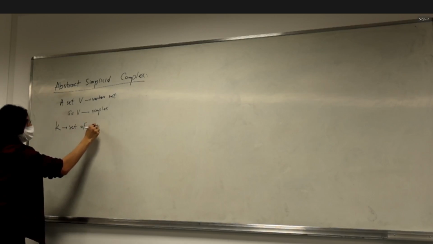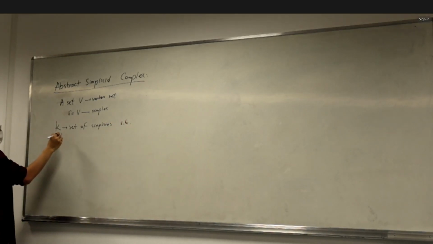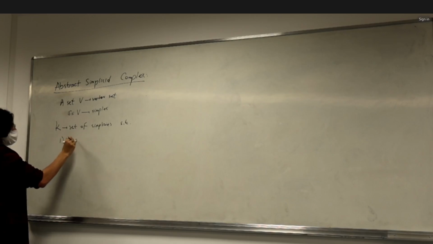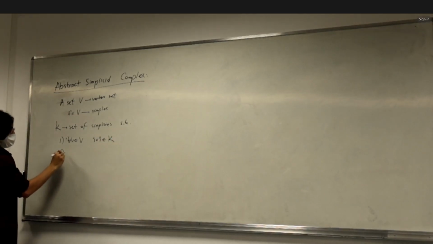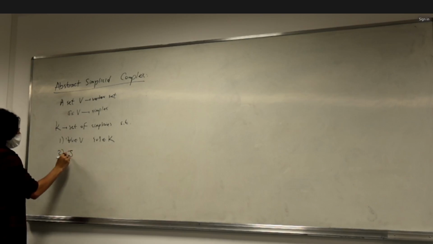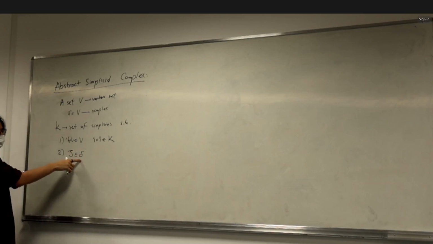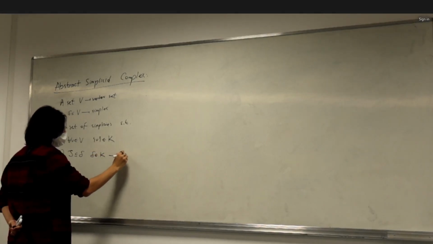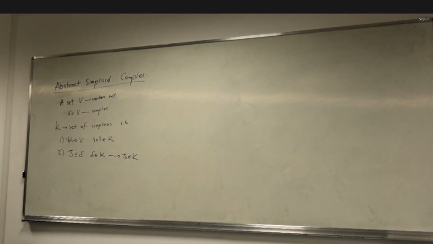simplices such that it should contain all the elements of the vertex set, and if tau is a subset of a simplex, and the simplex is an element of K, then we should also have tau in the set too. So this is how we define an abstract simplicial complex.